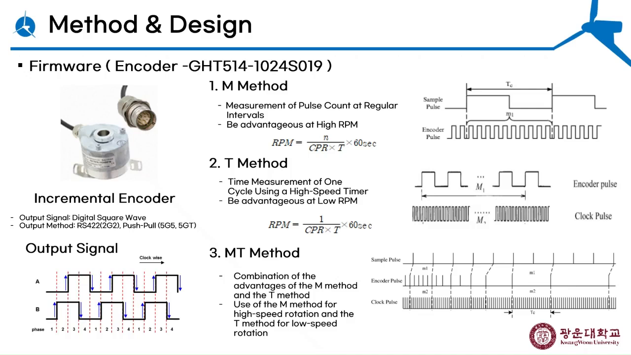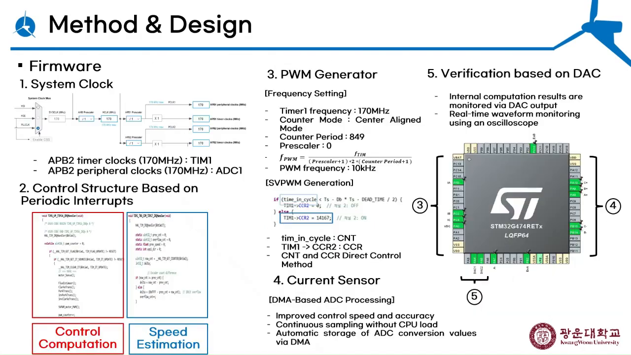There are 2 main methods for measuring speed with an encoder: the M method and the T method. M method counts pulses in a fixed interval for high speeds with low CPU load. T method measures time between pulses, accurate at low speeds but sensitive at high speeds. The MT method combines both, M for high speed, T for low speed, enabling accurate and efficient speed measurement.